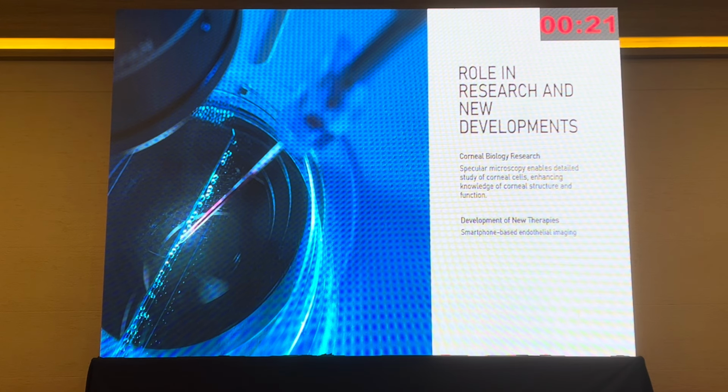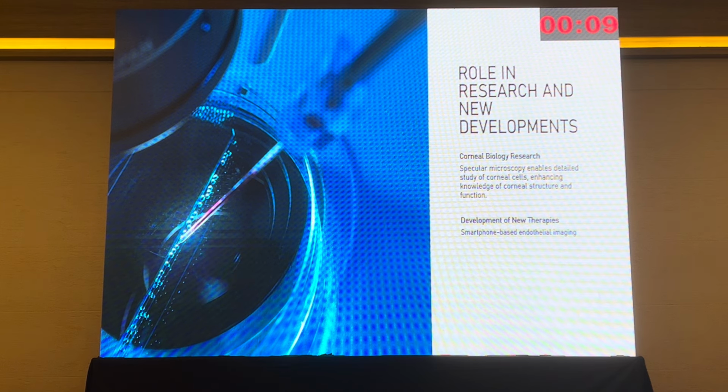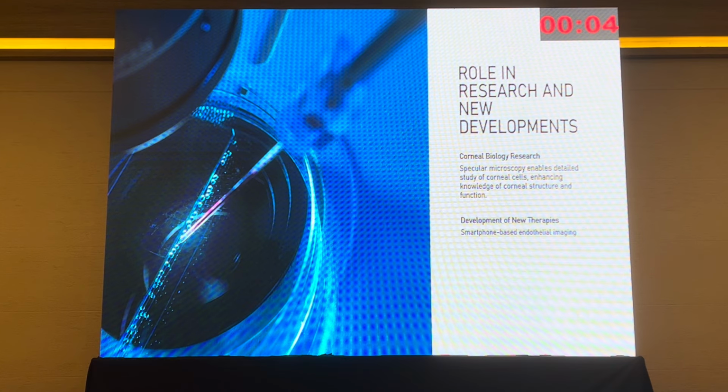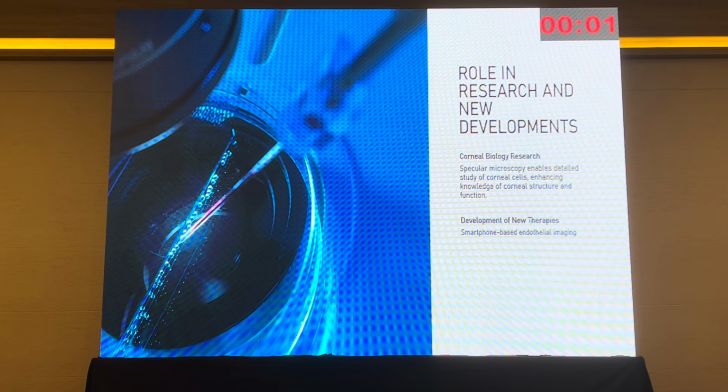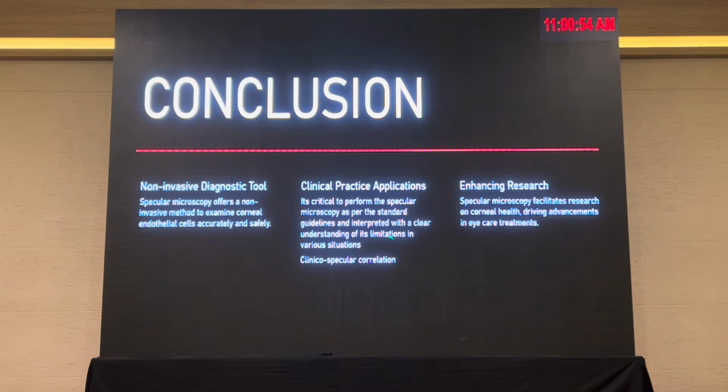Role in research: it enables detailed study of corneal cells, enhancing knowledge of corneal structure and function. This is something we have to look for, because it is still an expensive machine, and you can't carry it around in community-based or pediatric cases, like in an EUA condition. You can't take the specular and take it to a child's bedside. So smartphone-based endothelial imaging is something which is evolving. And in conclusion, this is the one thing we can take home from this talk: there should be a clinico-specular correlation in pre-op diagnosis. It should not be just a specular, it should be clinical and specular imaging.